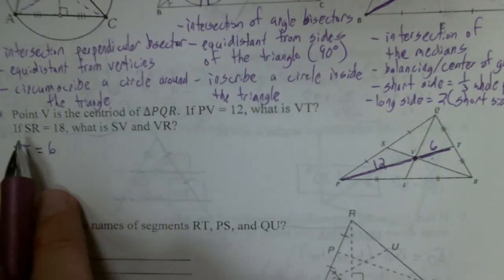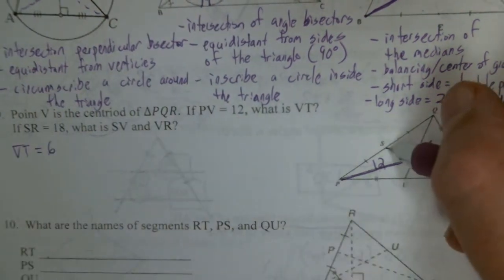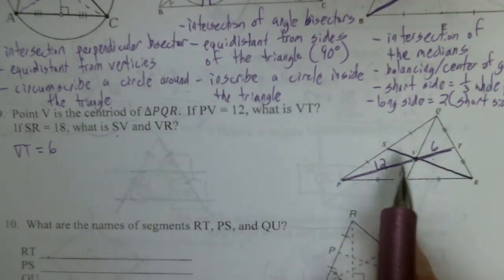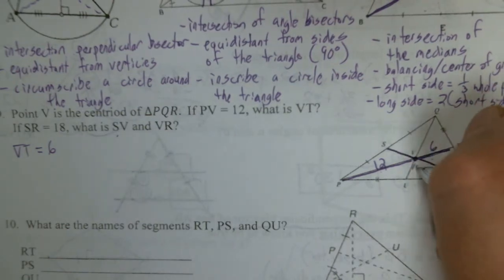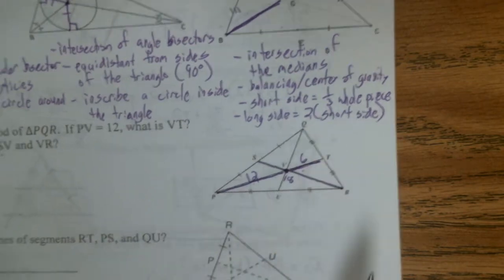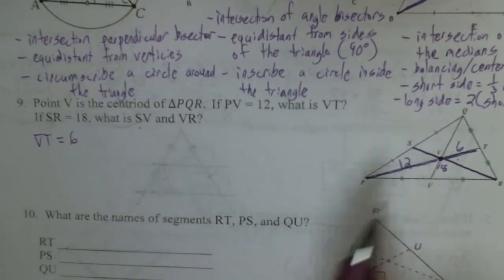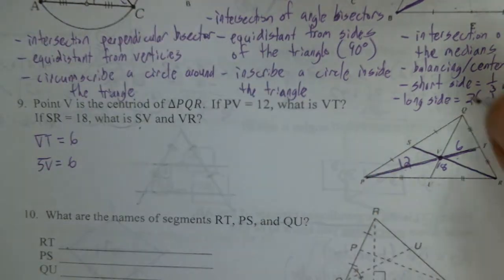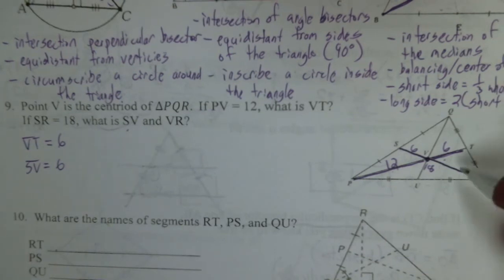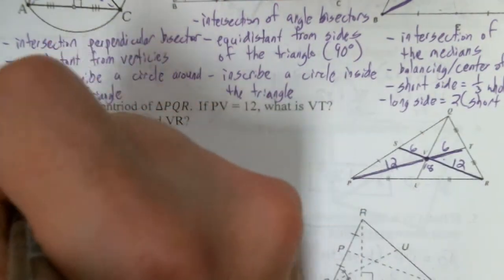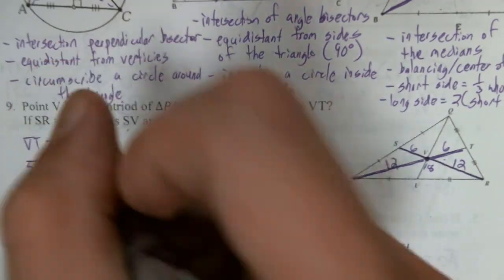Then it says if SR, the whole length, is 18, what is SV and what is VR? This whole thing is 18. That means I just divide by 3, because remember we said the short side is 1/3 of the whole piece. So 1/3 of 18 is 6. And if this short side is 6, then I just double it to get the long side. So if this is 6, then the long piece is 12. So VR would be 12.